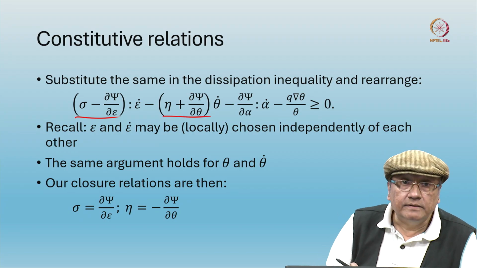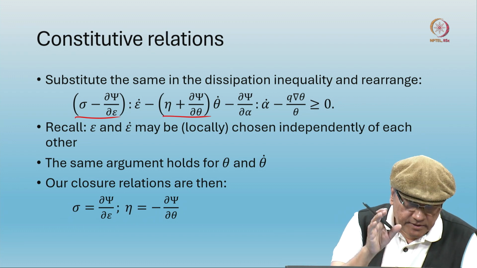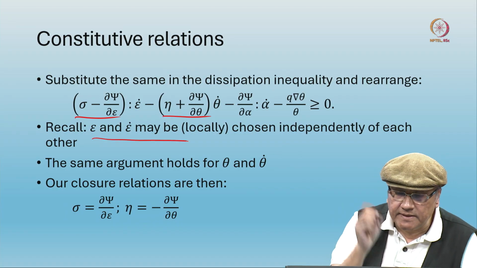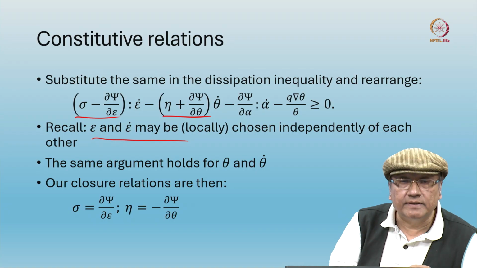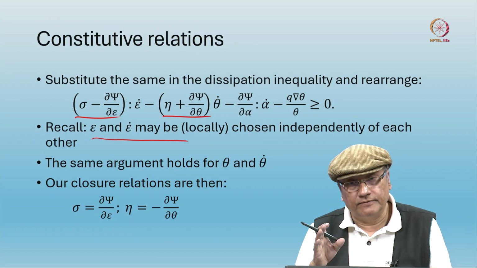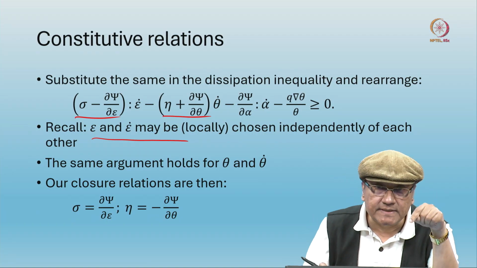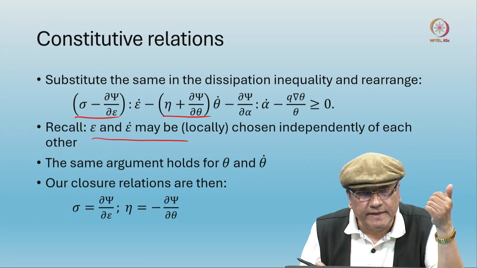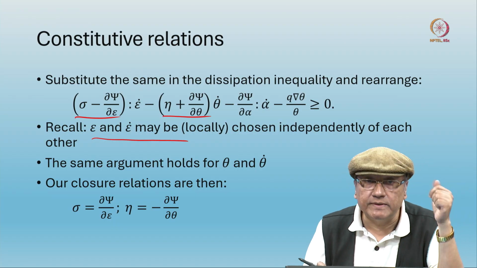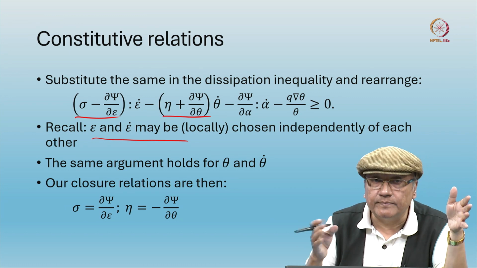Now, the point is that, recall, based on the Coleman-Noll hypothesis and the way that we proved things at that time, epsilon, epsilon dot and theta dot can be chosen independently of each other, locally, of course, purely based on tangent space logic that we have proffered when we discussed Coleman-Noll. If you have forgotten it, my suggestion will be for you to go back to that lecture and go through it once more. Otherwise, some connections will be missed and you won't enjoy the entire process that much.